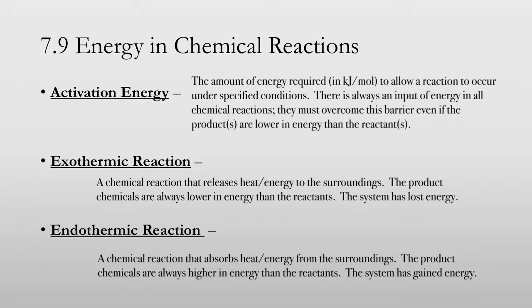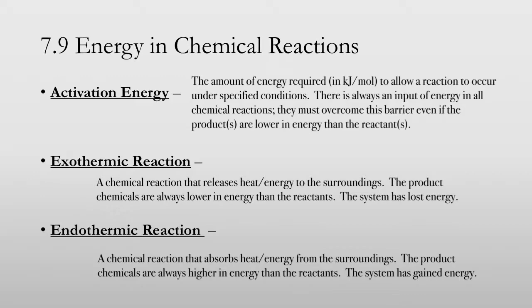So we have two types of reactions based on energy. There's three, but two that are in this book. There's exothermic reactions, and these are reactions that release heat or energy to the surroundings. The chemical system has lost heat, lost energy, therefore. So the product chemicals are always going to be lower in energy than the reactants, and therefore the system has lost energy.